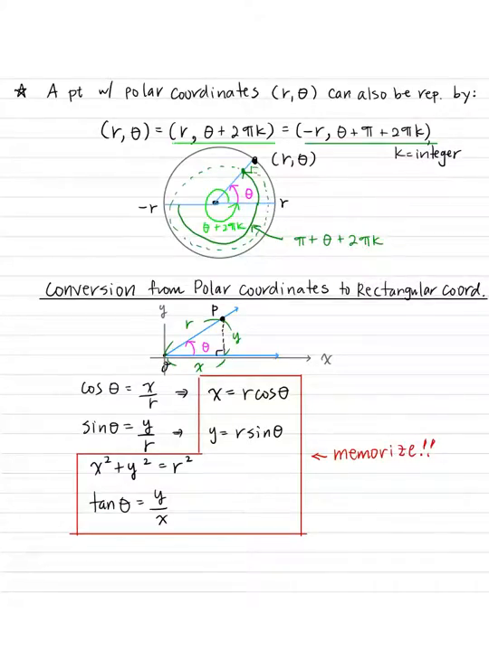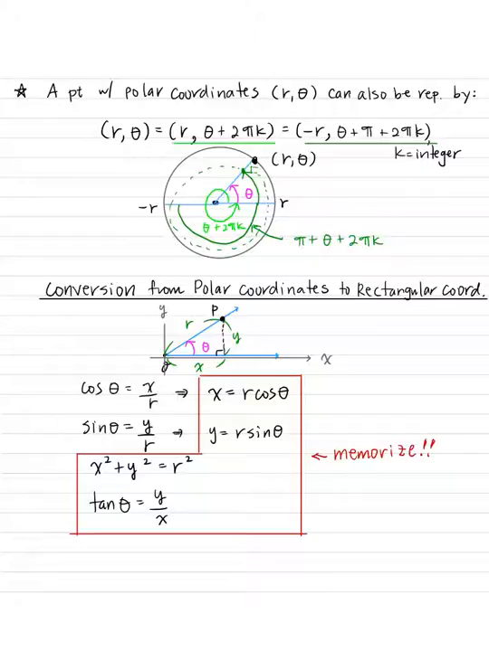So the summary is a point with polar coordinates r comma theta can also be represented by r comma theta plus 2 pi k, where k is an integer. And then if you're going to start from negative r, first you're going to have to revolve theta, and then pi, and then 2 pi k, where k is an integer. That's exactly what we have been doing in example 1 and example 2.